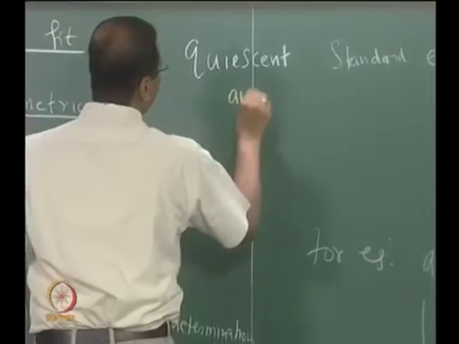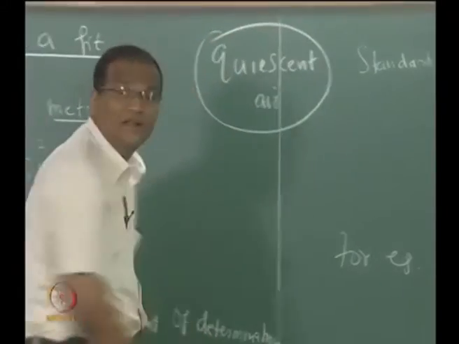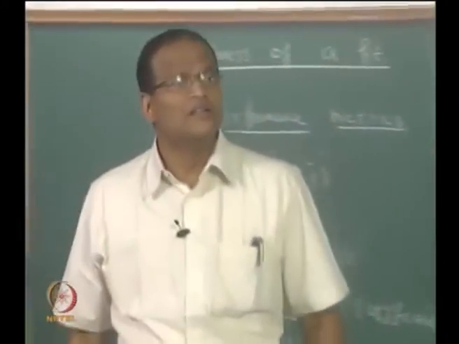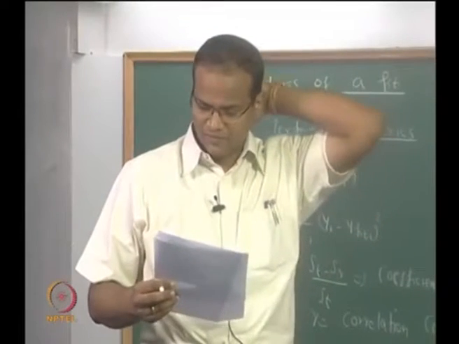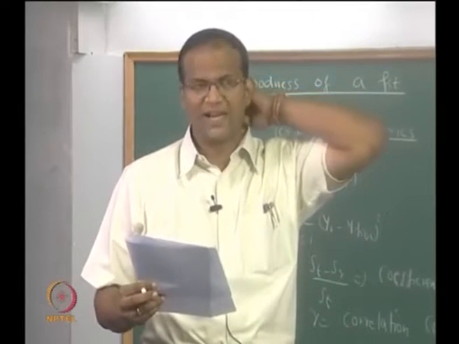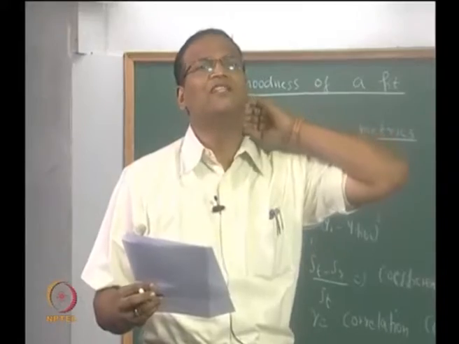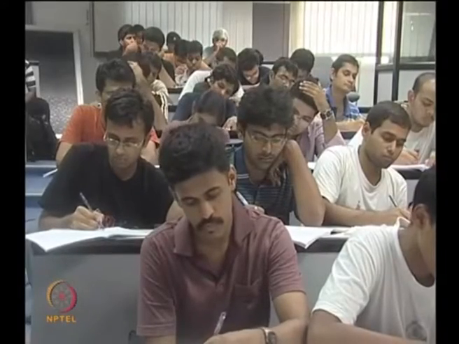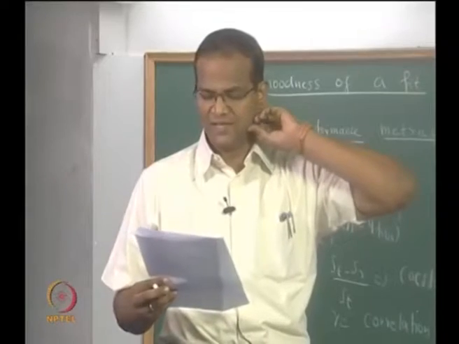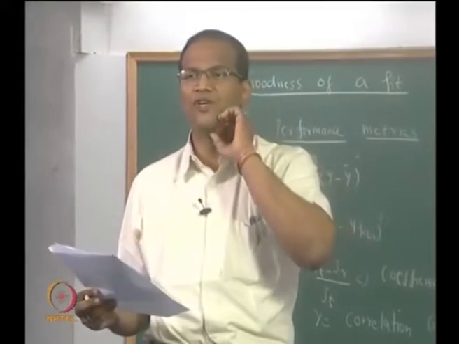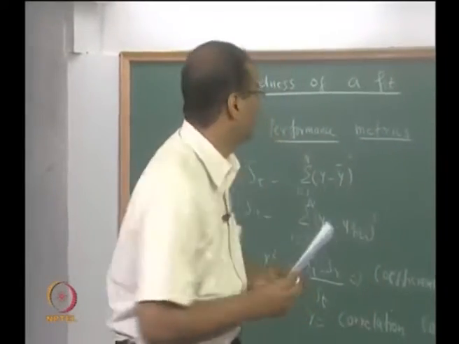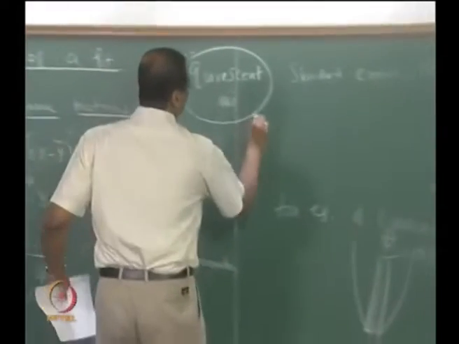What does quiescent mean? Stationary. Still air. Such a system is placed in cold quiescent air at T infinity equals 30 degrees Celsius with the heat transfer coefficient of h equal to 8 watts per meter squared Kelvin.